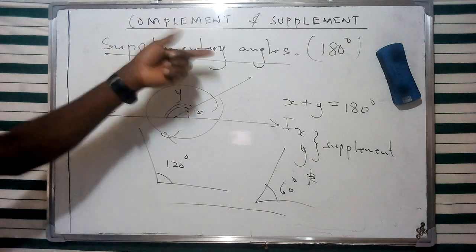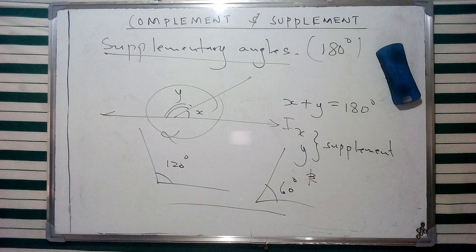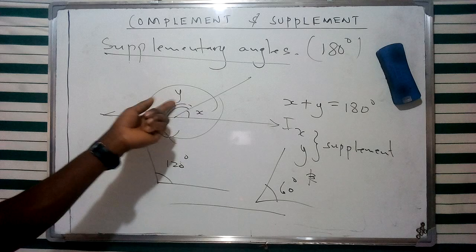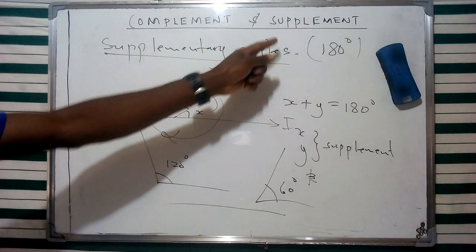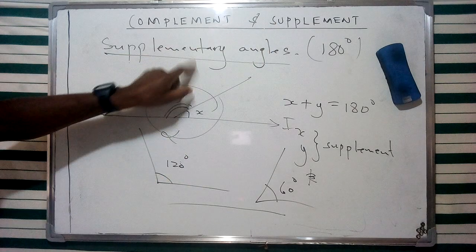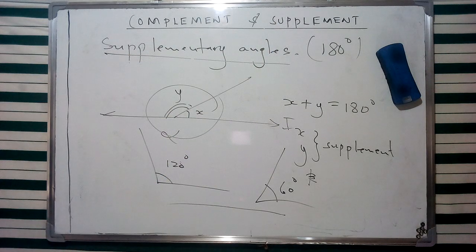The concept of complementary and supplementary angles finds wide application in various figures. We take note that complementary angles are angles whose sum adds up to 90 degrees, but supplementary angles are angles whose sum adds up to 180 degrees.